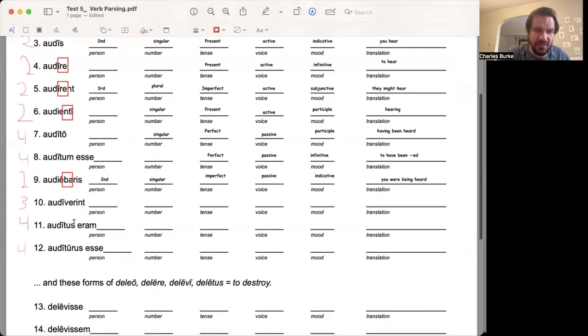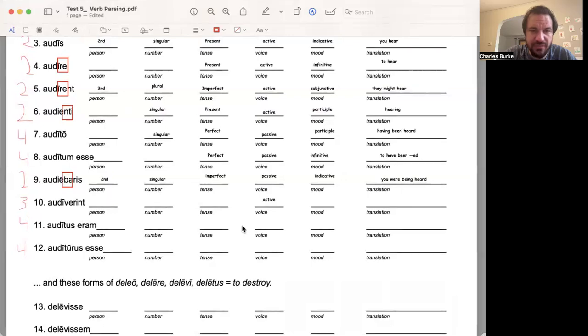Audiverint. This is from the third principal part. The third principal part is used for perfect, pluperfect, and future perfect active. So I know it's one of those tenses. By being third principal part, I already know it's active. Just because it's third principal part, I know active.